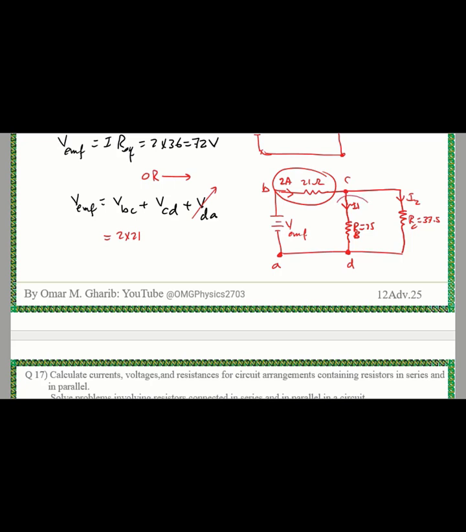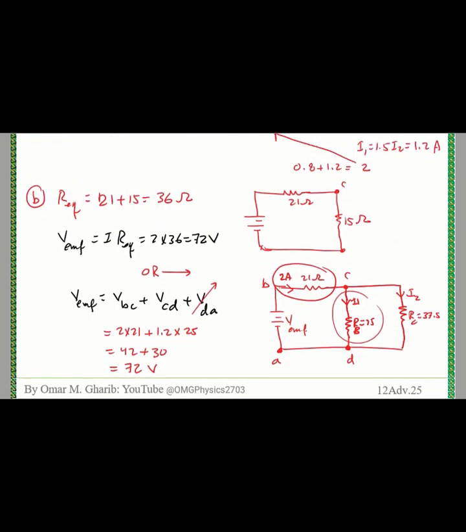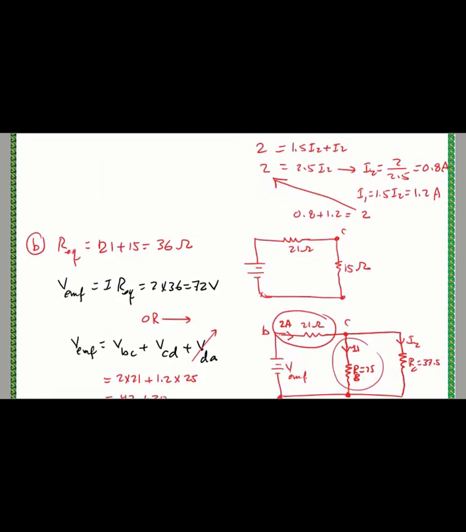And VCD is I1 times RB. I1 is 1.2 times RB, which is 25. 2 times 21 is 42. 1.2 times 25 is 30. So it is 72, the same as before. So you can find it without this procedure.